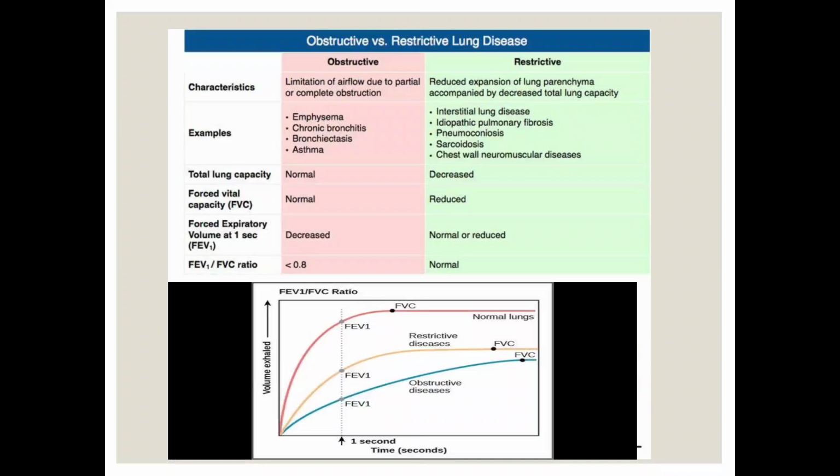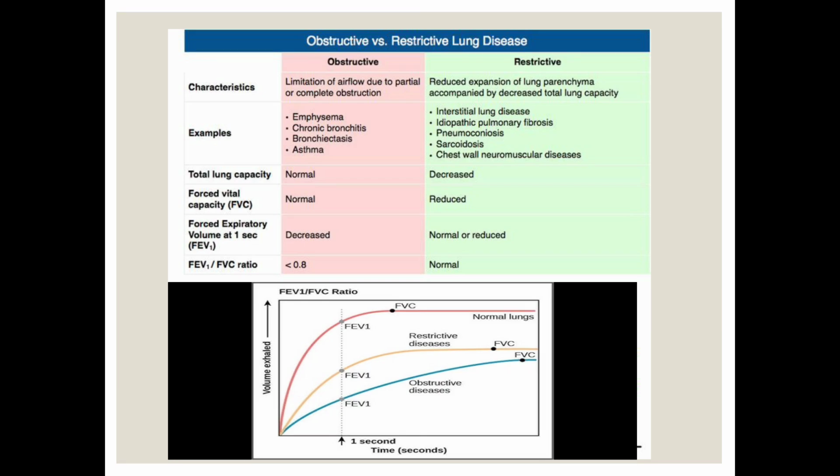So how can we differentiate between obstructive and restrictive lung disease? First, what are the types of obstructive disease? Bronchiectasis, asthma, bronchitis, emphysema. These are examples of obstructive lung disease. Whereas restrictive disease is when there is restriction of lung expansion. It may be due to fibrosis, interstitial lung disease, sarcoidosis, or any chest wall deformity or neuromuscular disease, where there is no problem in airway conduction or gaseous exchange, but the expansion of the lung is defective.